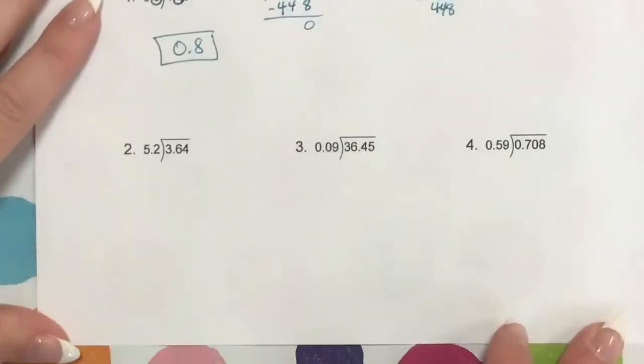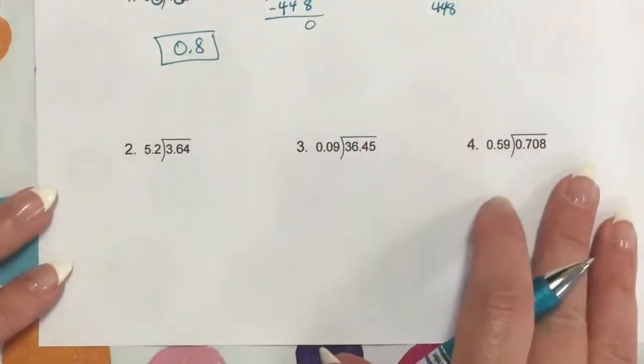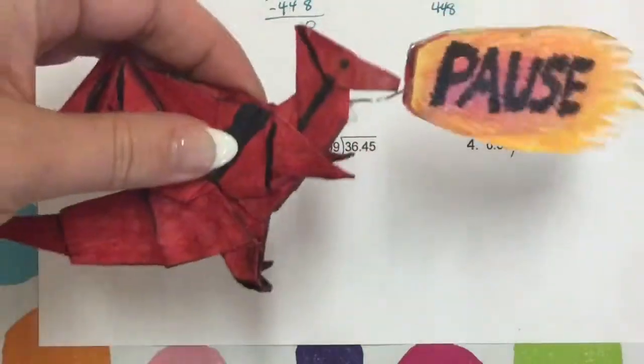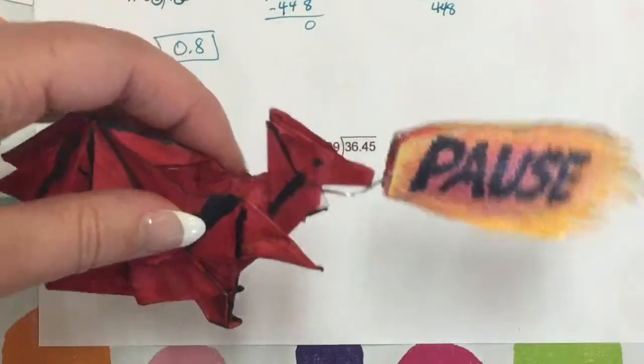Okay, so now it is time for you to do 2, 3, and 4 on your own. I want you to go ahead and press pause. There's our little friend, the pause dragon, always reminding us to press pause. When you get done, press play, and then we'll go over the answers. All right, see you in a bit.